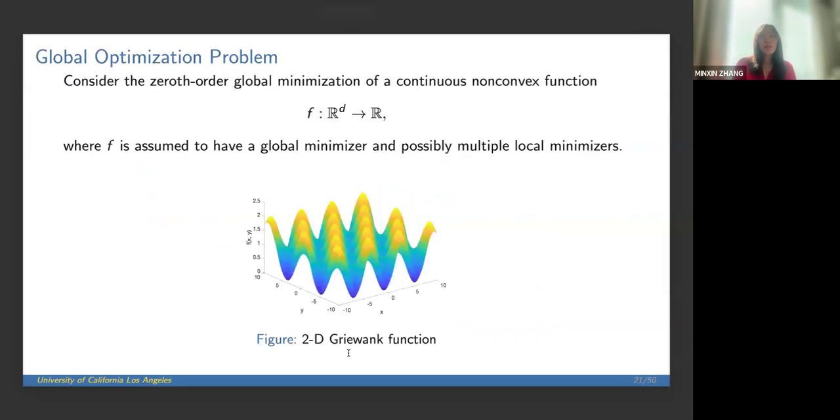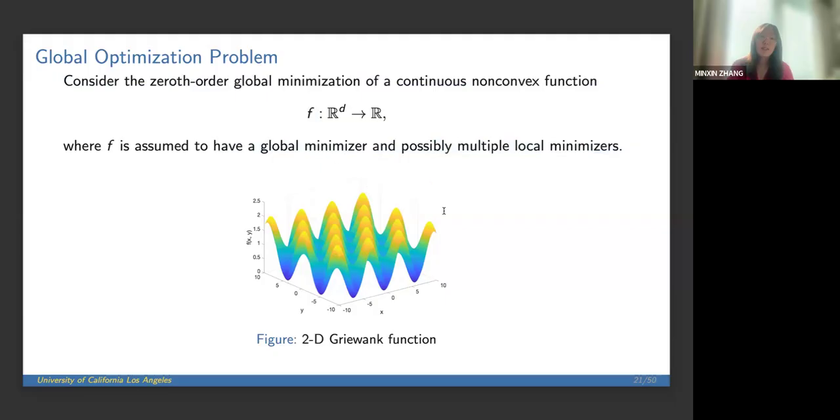So here's the problem we consider. We consider a very general global optimization problem. Using zeroth order means that we do not use any gradient information, but merely depend on function evaluations. And we impose a very mild, very weak assumption. We just assume that the objective function is continuous and it can be non-convex. And we assume it has at least one global minimizer and possibly multiple local minimizers.